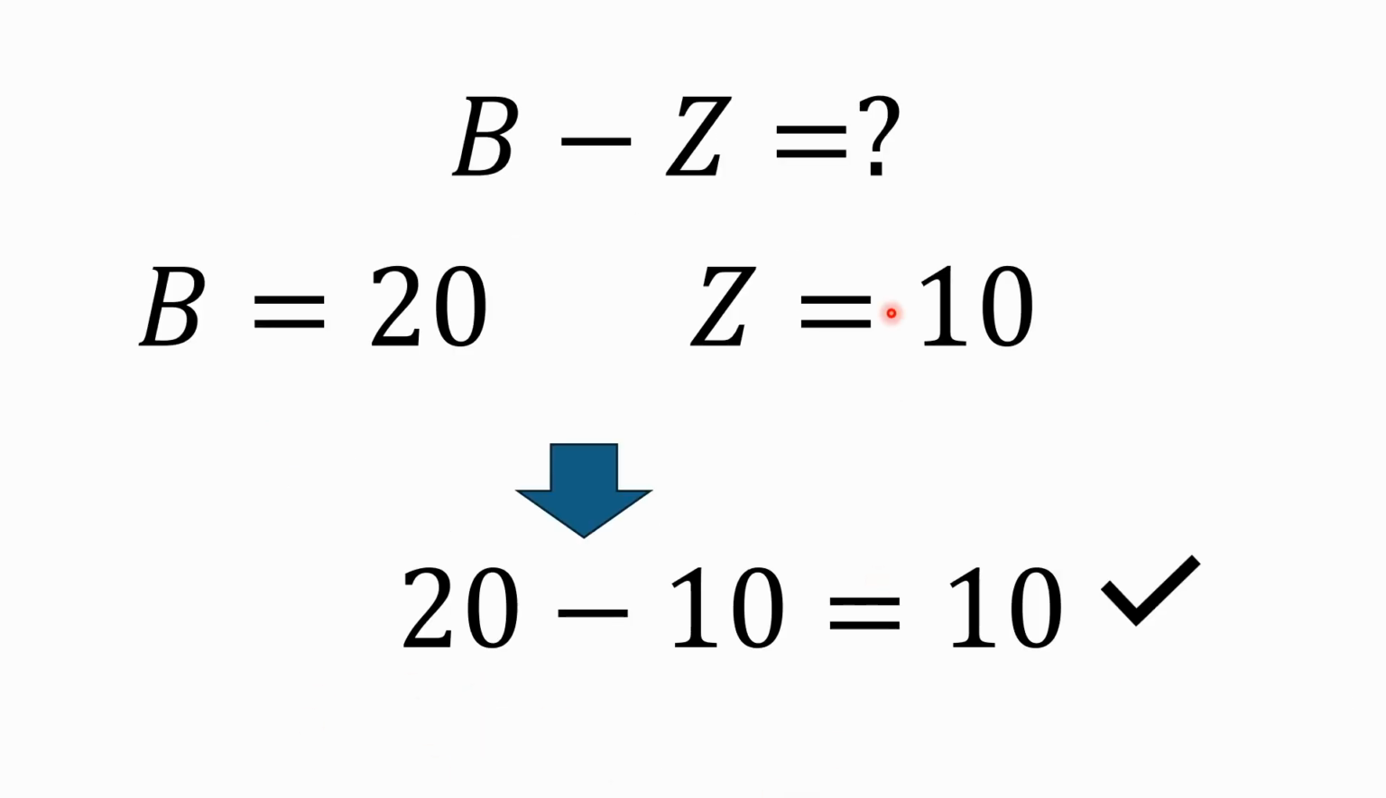Well, from there it's pretty simple, right? If you want to know what b minus z is, well, we know b is 20, z is 10. So 20 minus 10 equals 10. There's the answer to that problem. All right, hopefully that one wasn't too bad.